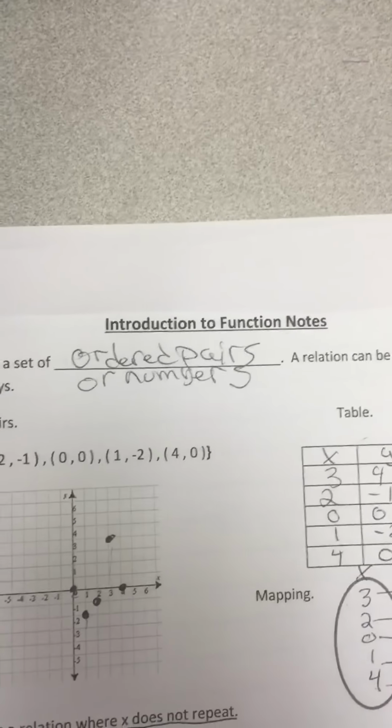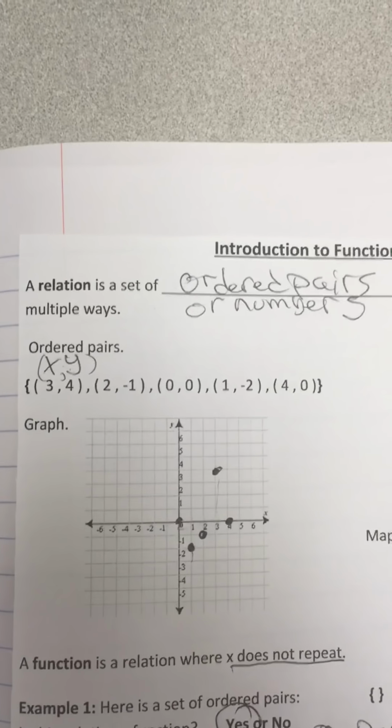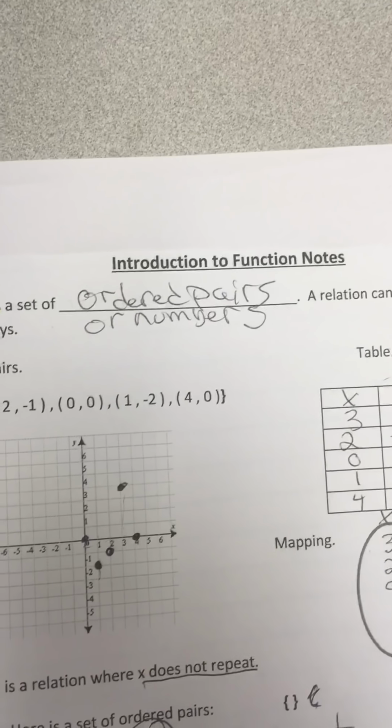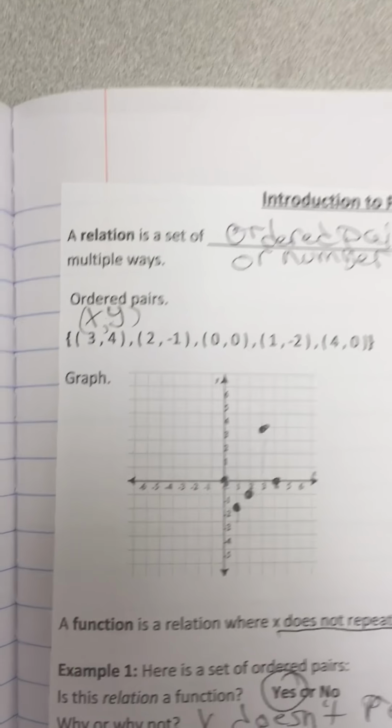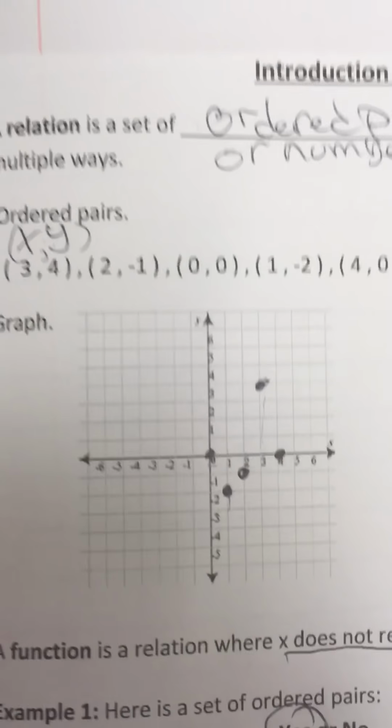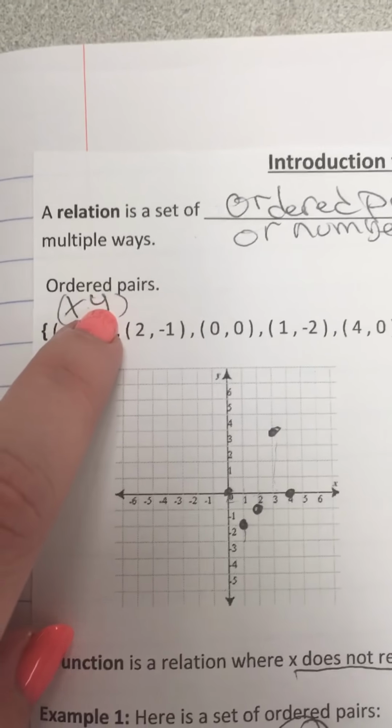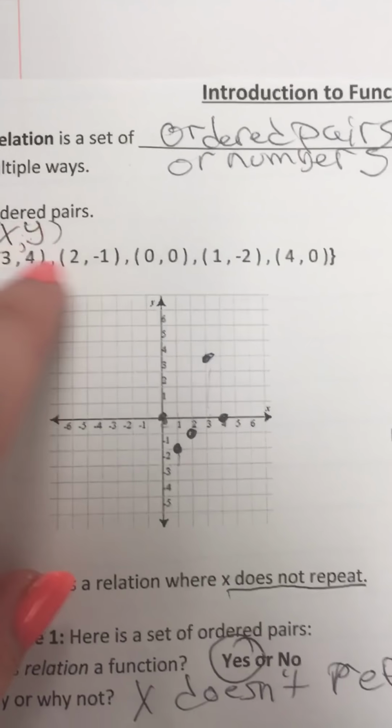In this video, we're going to learn about functions and relations. So first, we're going to define some things. A relation is a set of ordered pairs or numbers, and a relation can be represented in multiple ways, such as ordered pairs, which are x-y pairs. So x always comes first, then y. Those look like this in parentheses.